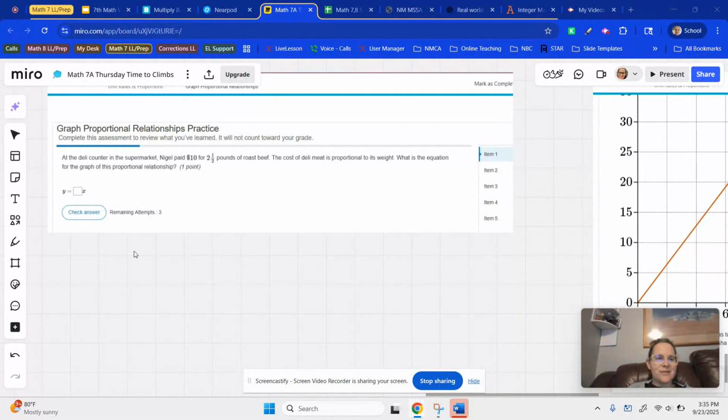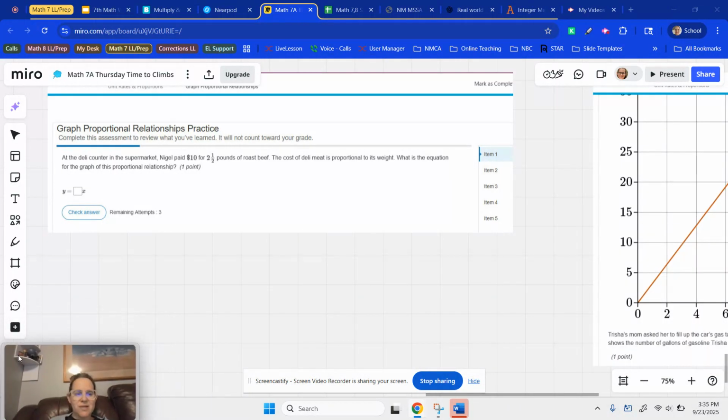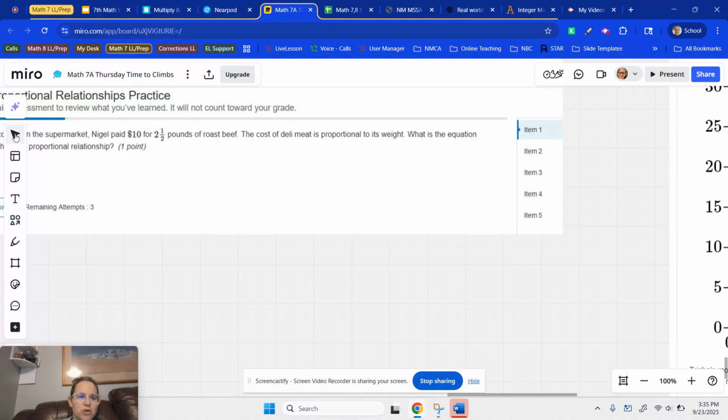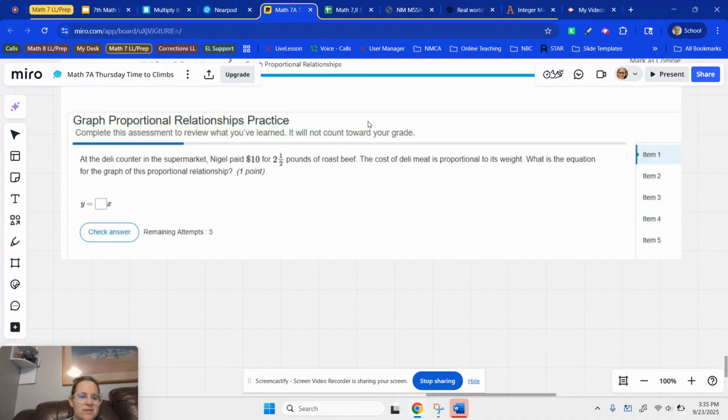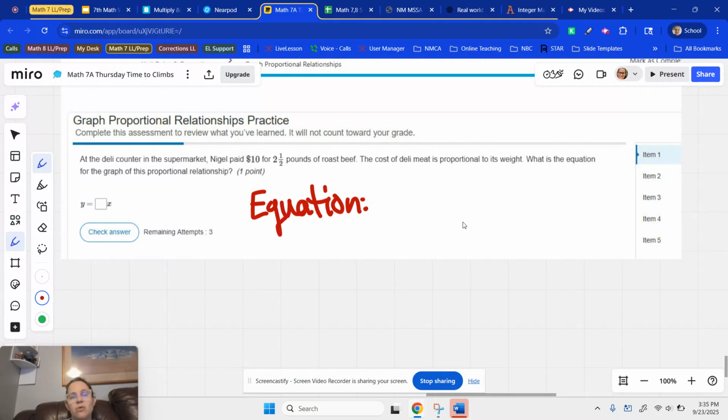Hello, students! So, in the previous lesson, we looked at the tables and graphs of proportional relationships. Another important way we can represent them is with equations, okay? And when you have a proportional relationship, the equation will always look like this. y equals kx.